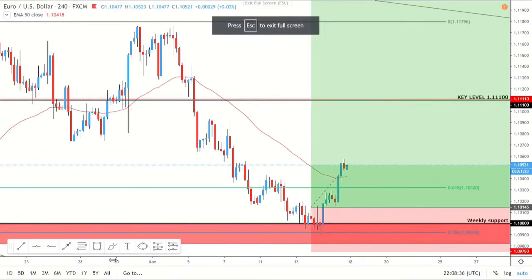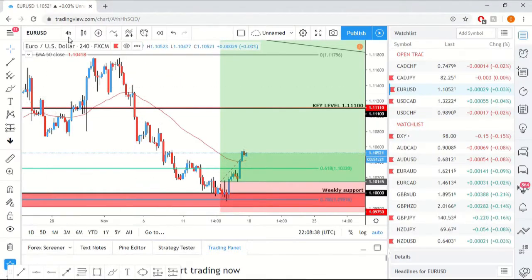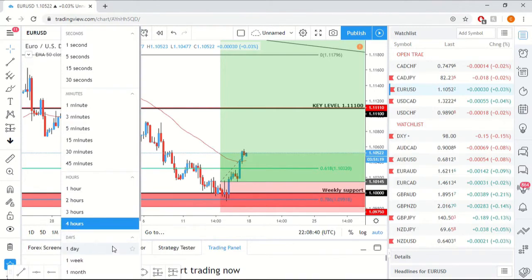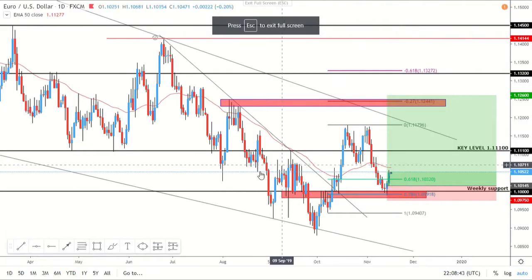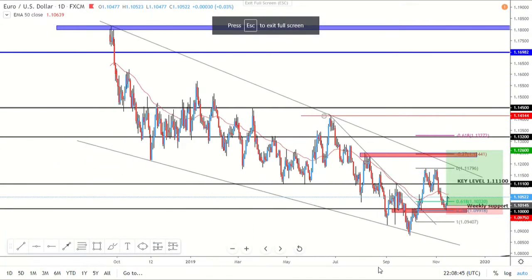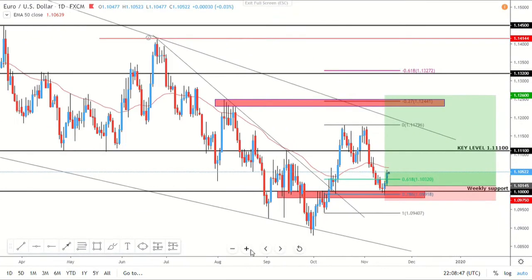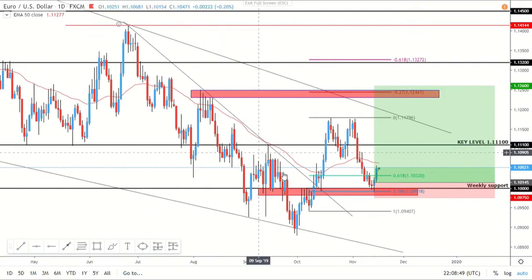Next, Euro USD, a trade that I'm currently in. If we go onto the daily, it'll be a bit clearer for you guys. Okay, so we have this channel, and then we come down to this part. We have this trend line that we broke.